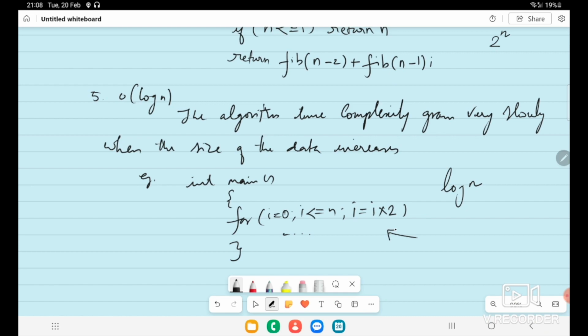Another example for this log n complexity is binary search, or binary search tree, and many tree traversals. Tree data structures have the complexity of order of log n.